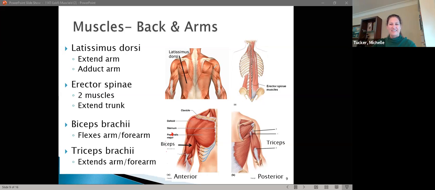Okay, so it inserts underneath the arm. It can pull the arm back in extension, and it is our main adductor of the arm, pulling the arm back down.